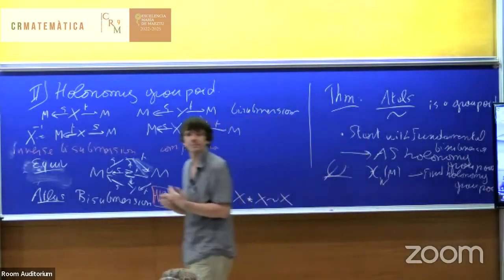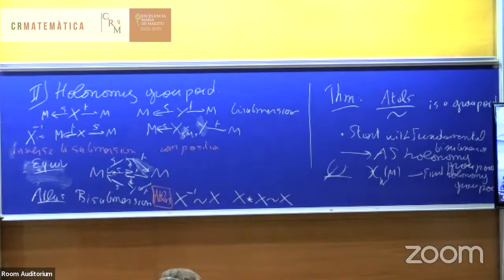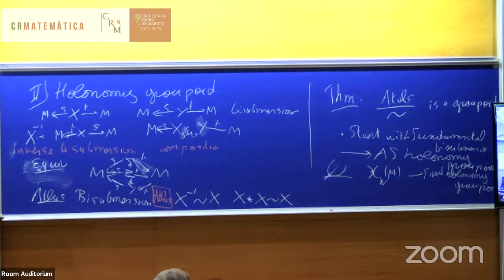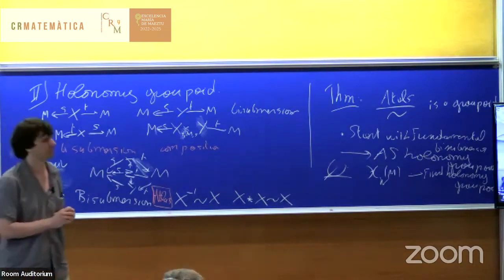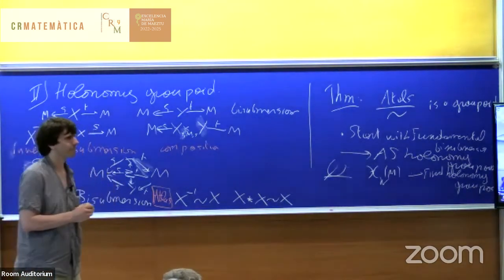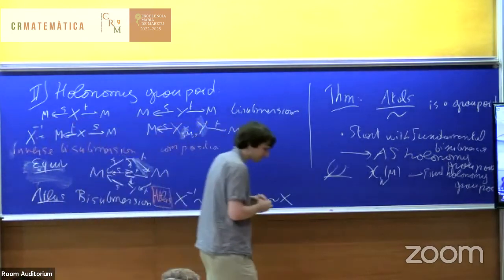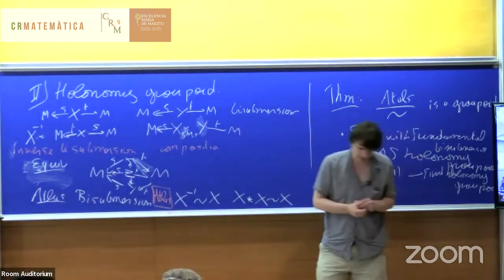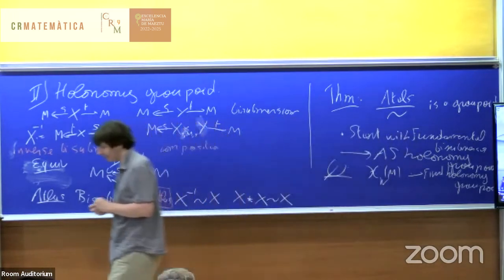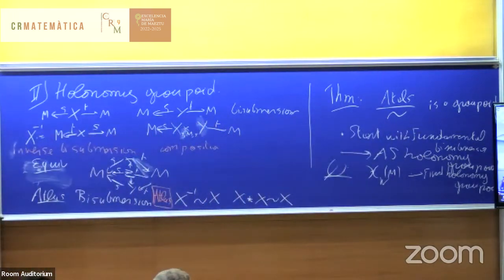Are there any other questions online? Just a couple of things. In your definition of bisubmersion, are S and T surjective or not? Not necessarily. And the other comment is that I believe there is another construction of this groupoid that is more in analogy with the standard construction for regular foliations using paths. Absolutely. There are even two such constructions.